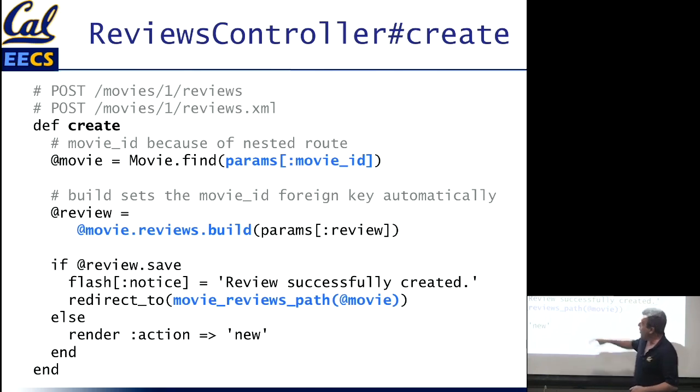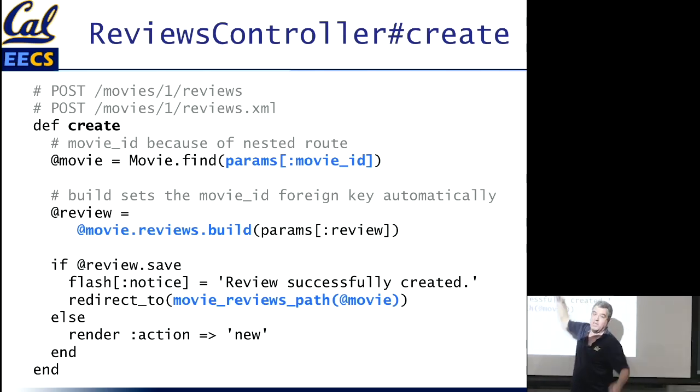And then when the index action in the controller gets that route, it can do the same trick. It can pull the movie ID out and say, OK, now I can just say movie.reviews of this, and that's the list that I'm going to display.